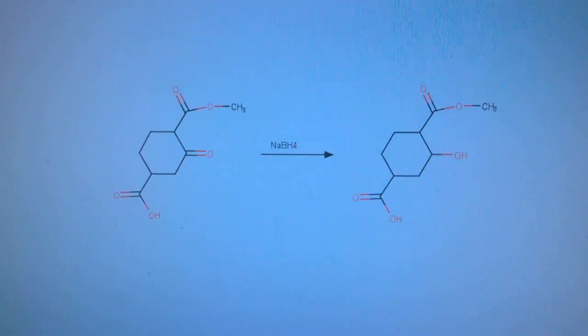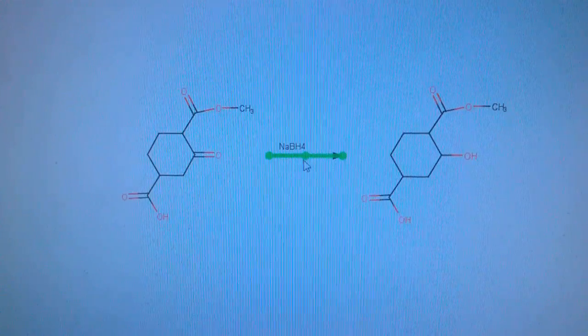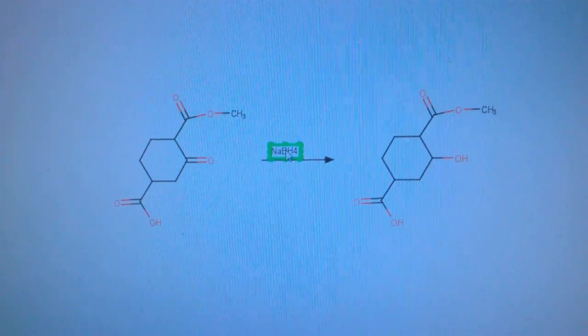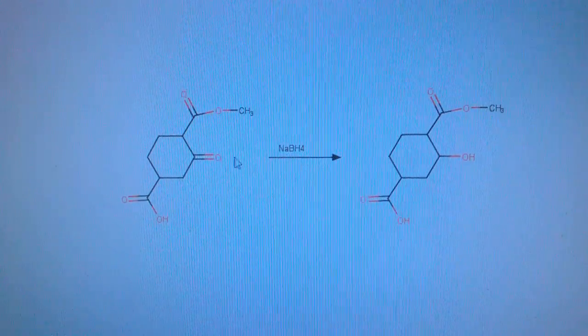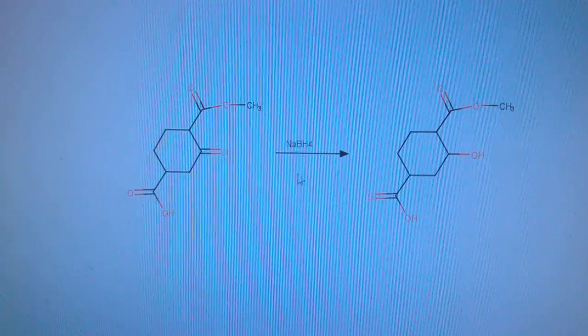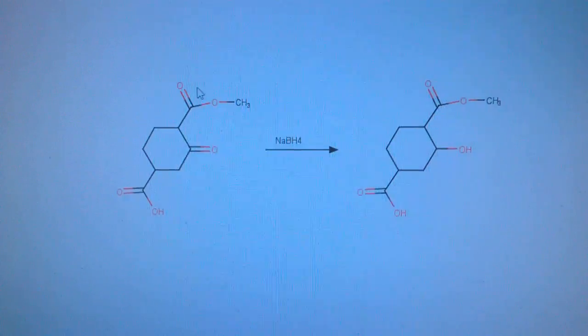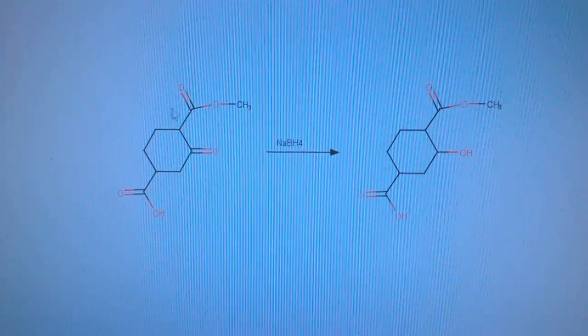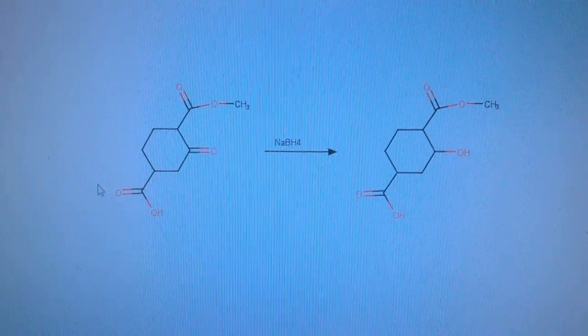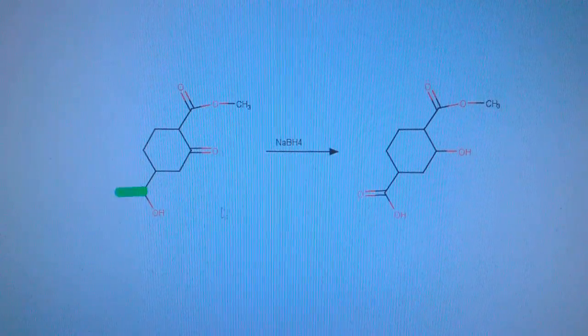This reaction is carried out with sodium borohydride, which is done because it is a reduction reaction and sodium borohydride is a reducing agent. It is not the strongest and has been chosen for that reason, as we do not want to reduce the ester up here or the carboxylic acid down here.